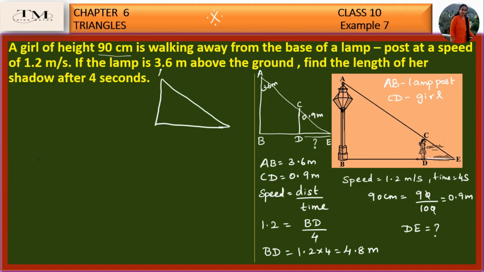Okay, so the bigger triangle ABE and another triangle CDE. So this is AB is the lamp post and CD is the girl. So consider these two triangles. What are the things we have?